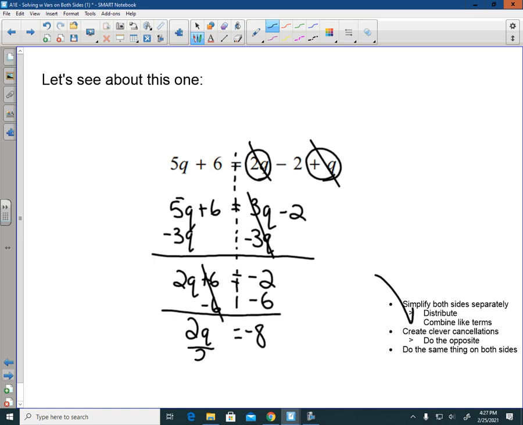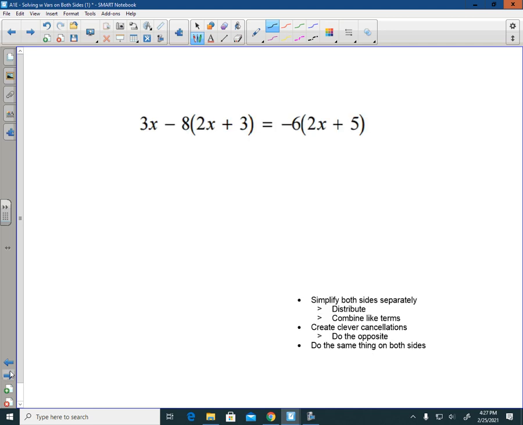Dividing both sides by 2, we have q equals -4. So sometimes you'll have to simplify first, but when you do, keep these sides of the equation separate. All right, let's get nuts.